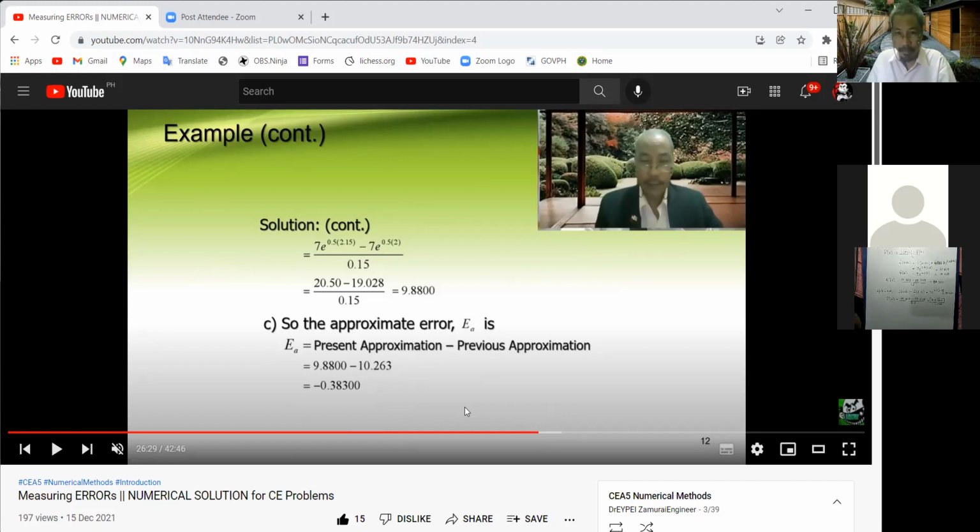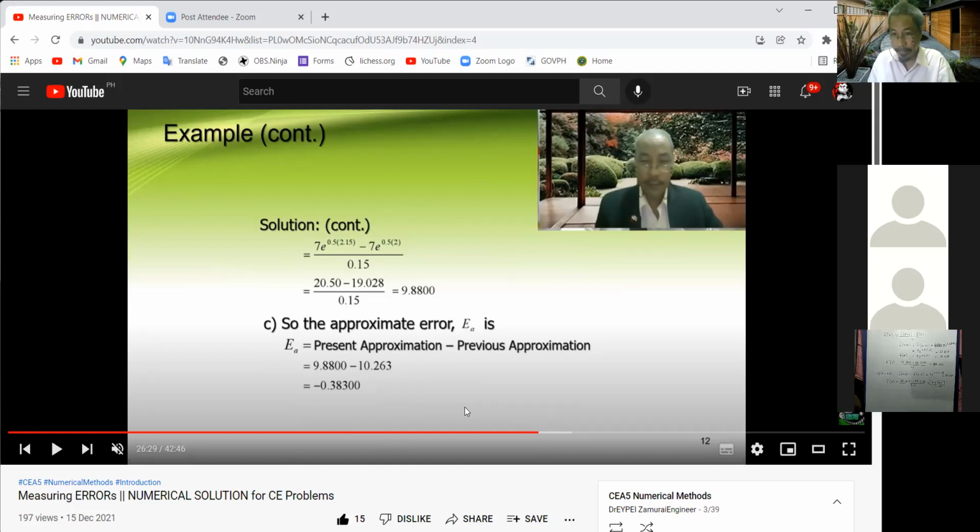Are we clear right now? So that is the difference. Any question? The PowerPoint presented the answer as if he is expressing it as 5 significant figures, but that is not correct, because the correct answer for 5 significant figures is 9.8797. Again, so let us go to the third requirement of the problem, letter C.